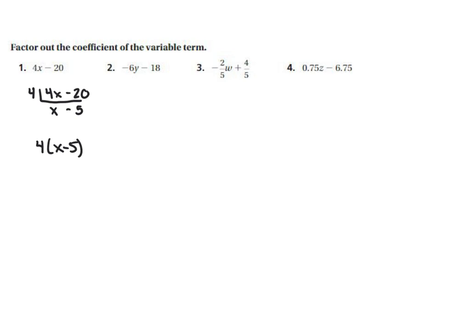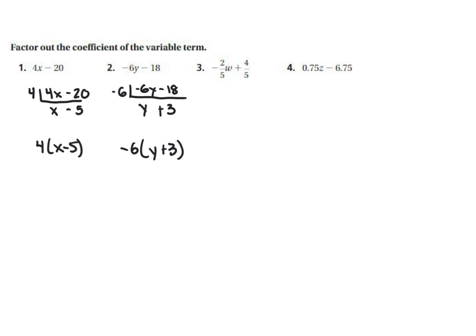In number 2, we're going to factor out the negative 6 from negative 6y minus 18. Negative 6 times y would be negative 6y, and negative 6 times positive 3 would be negative 18. So y plus 3 times negative 6.